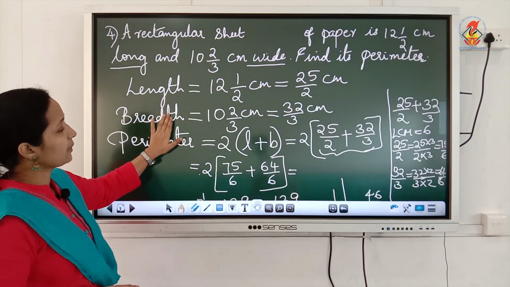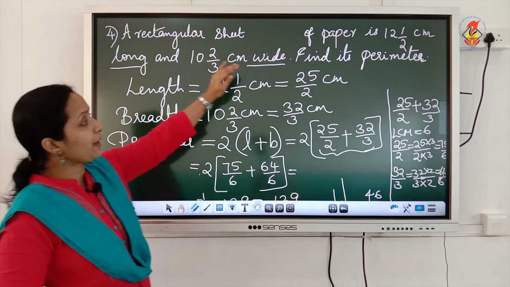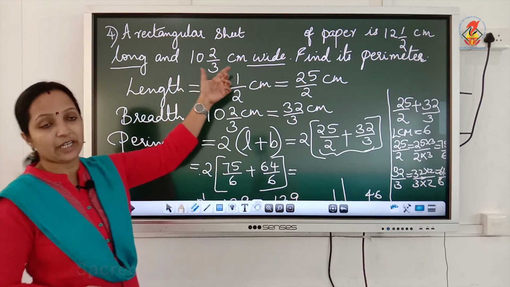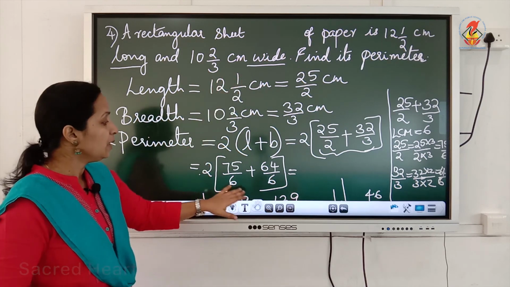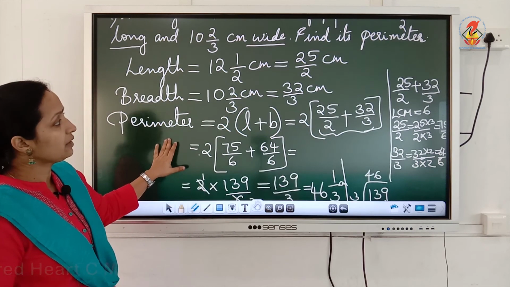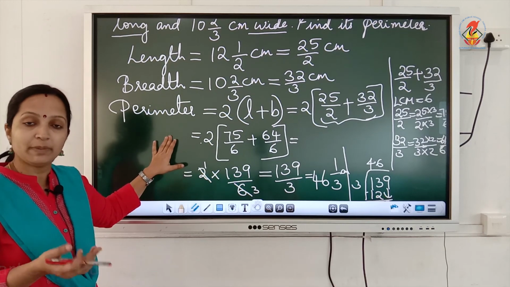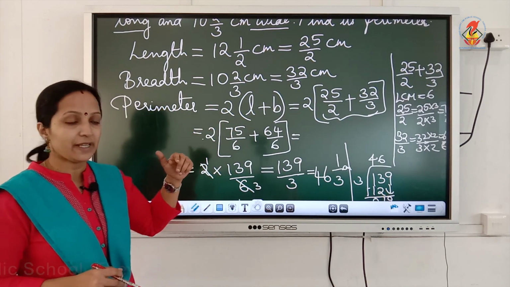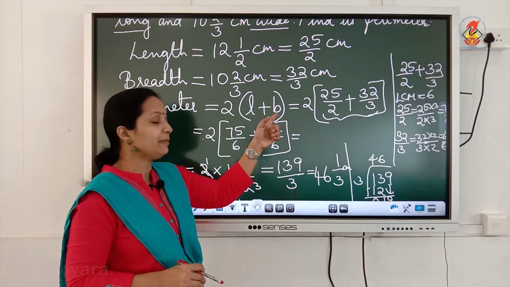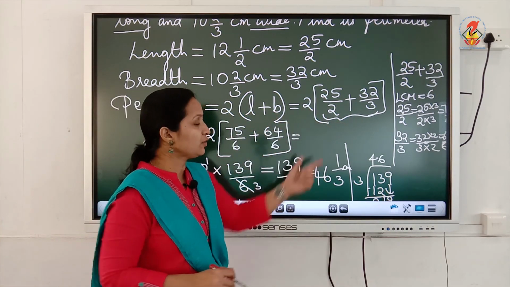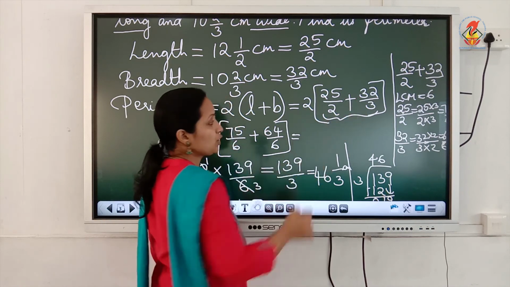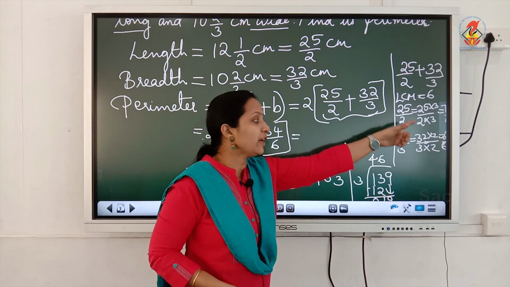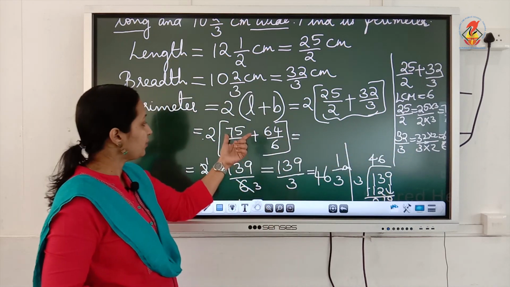What is given there in the question? A rectangular sheet of paper is 12 1 by 2 centimeter long. Length is given there, breadth is given there. We have to find the perimeter. If the length and breadth are there, we already studied the formula for finding the perimeter of a rectangle. So what is the formula? 2 into L plus B. L means length, B means breadth. So just add these two fractions, 25 by 2 and 32 by 3. They are unlike fractions, so find the LCM and find the equivalent fractions.